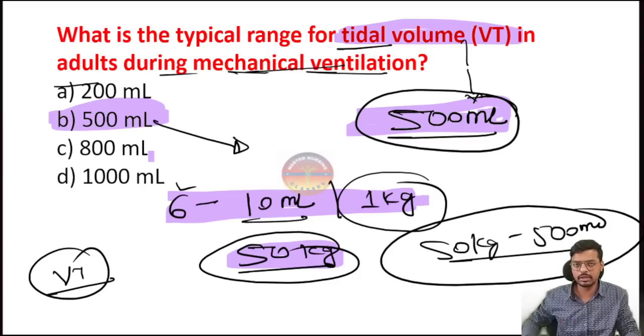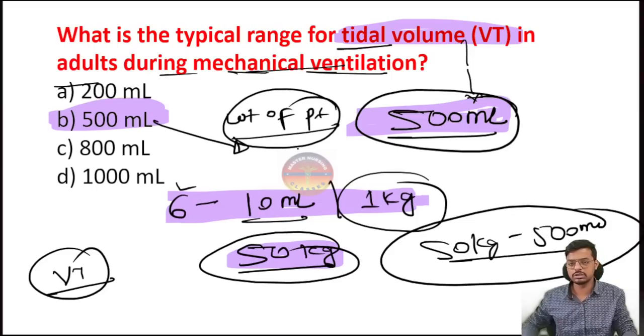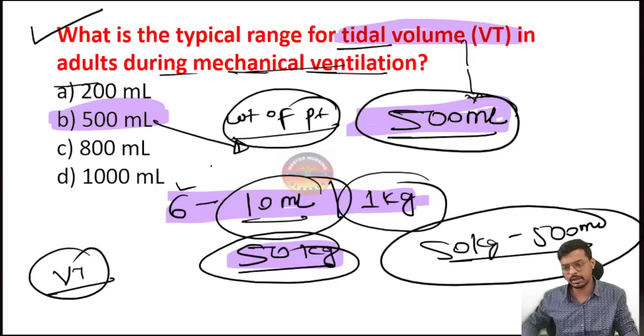The calculation of the tidal volume depends on which of the following factors of the patient? Option A, the age of the patient. Option B, the height of the patient. Option C, the weight of the patient. Option D, all the above. The only factor which matters to calculate the tidal volume is the weight of the patient. So tidal volume will be calculated based on the weight of the patient. Very important, right? So it is very important to know the tidal volume to set in the mechanical ventilator.